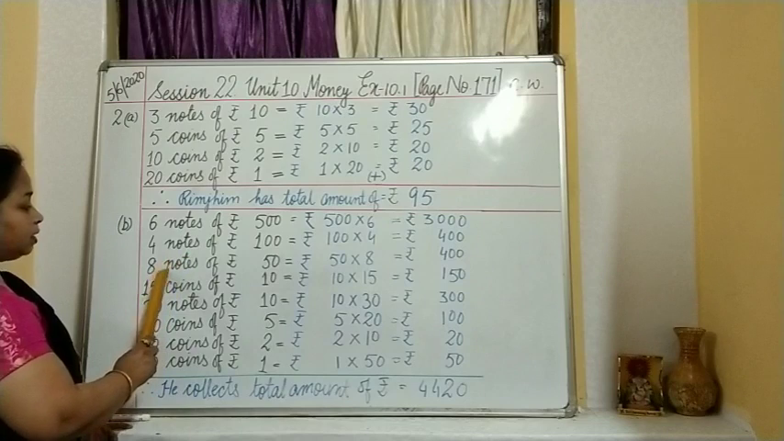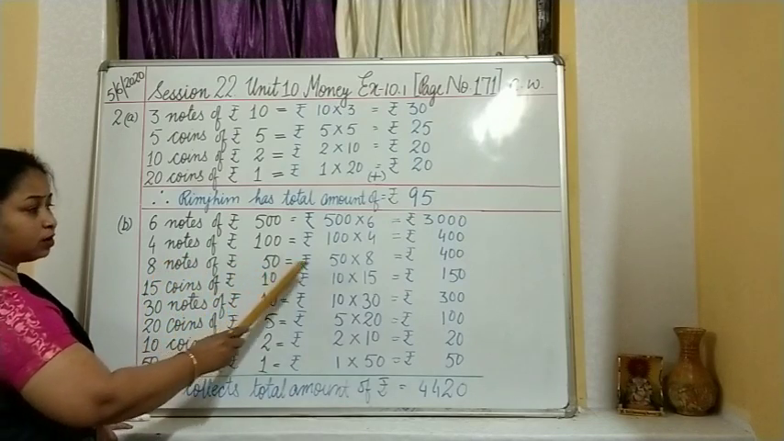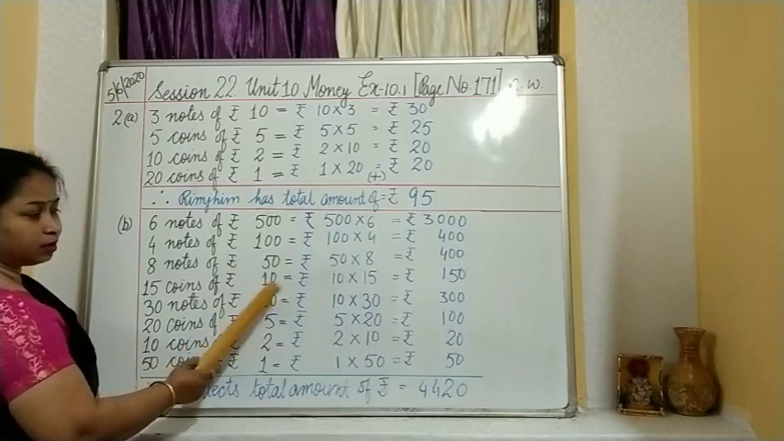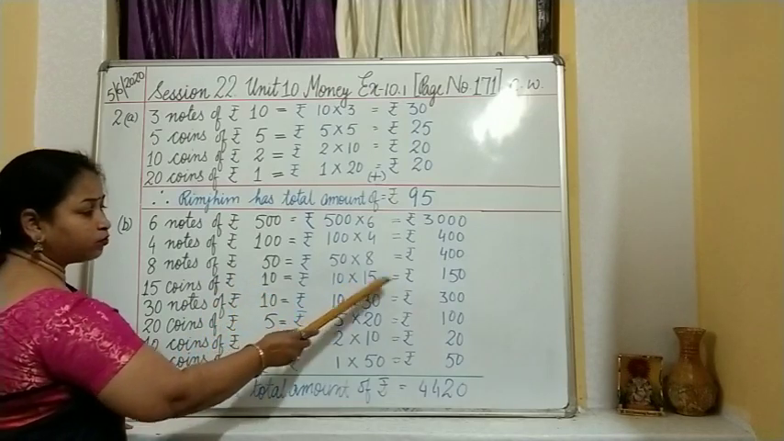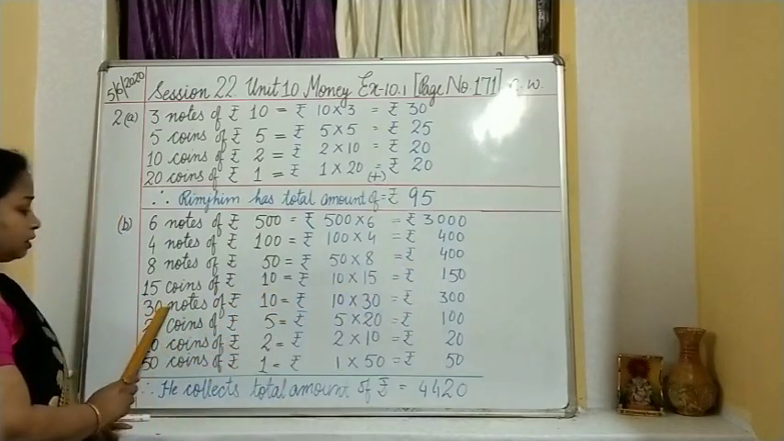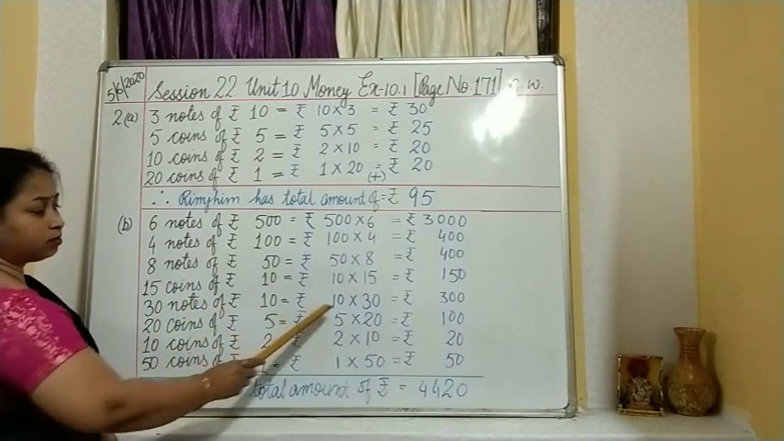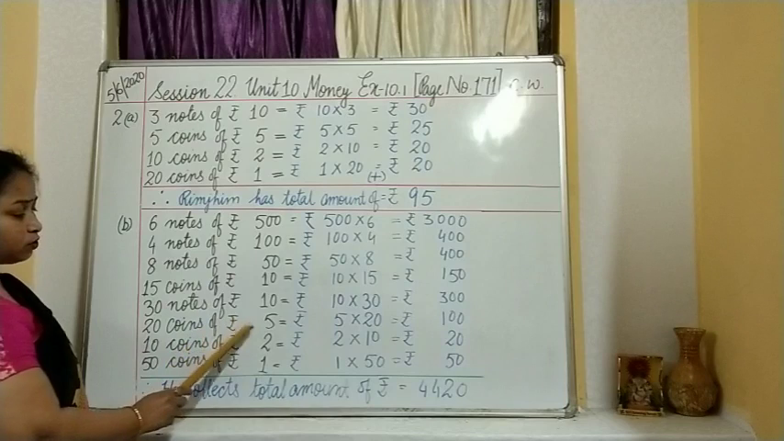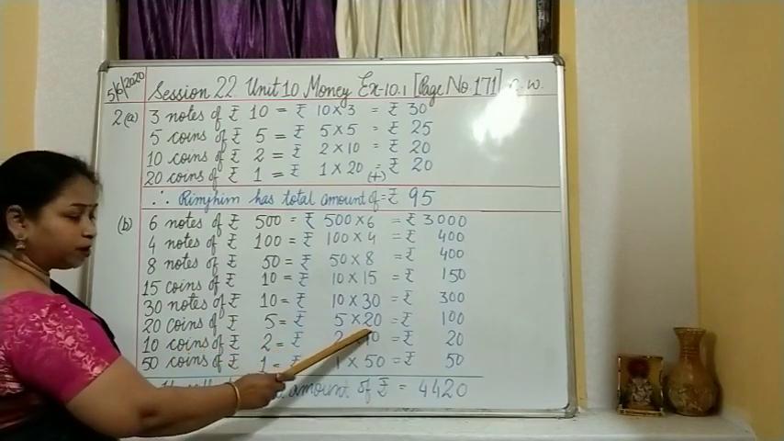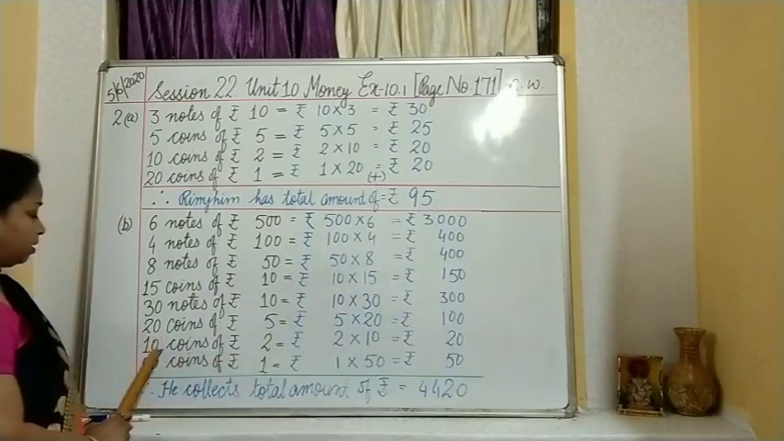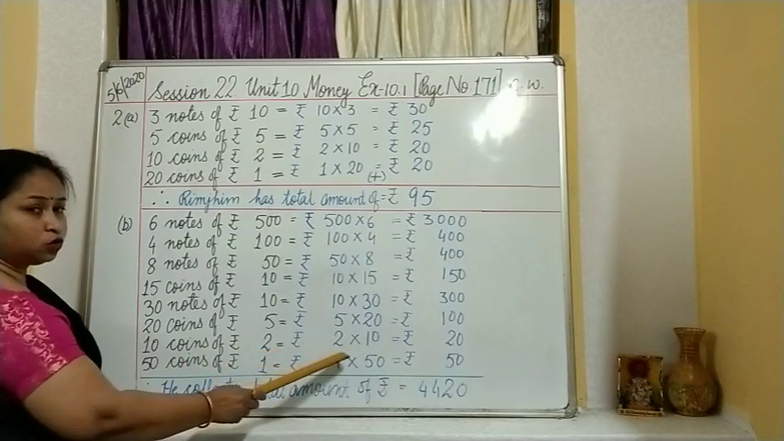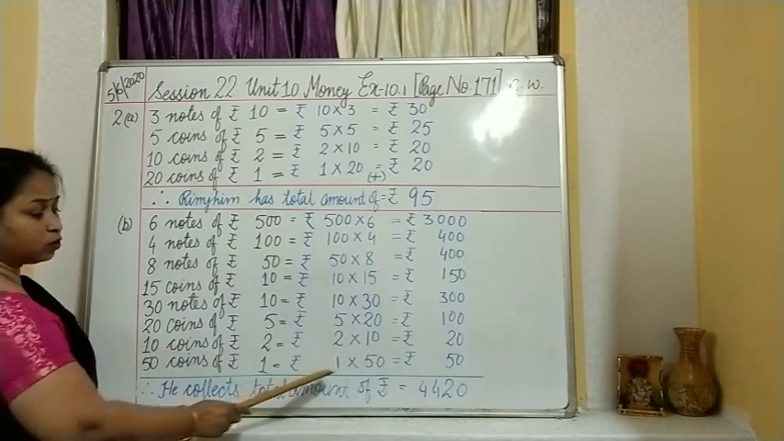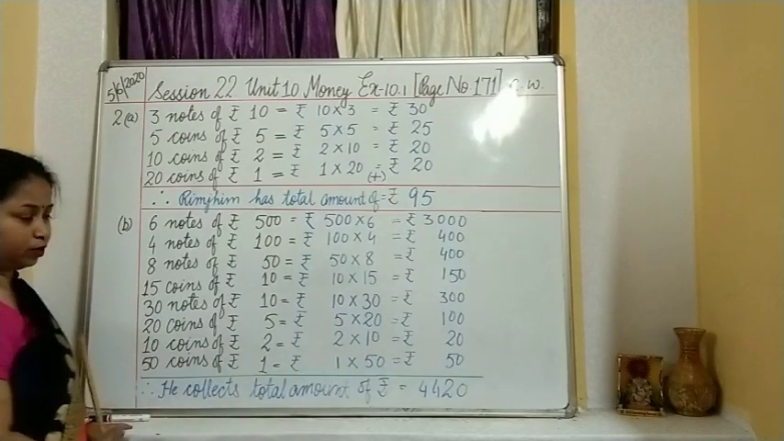400 rupees. 8 notes of rupees 50, you will get 400. 15 coins of rupees 10, simply multiply 10 into 15, 150. 30 notes of rupees 10, 10 multiplied by 30, 300 rupees. 20 coins of rupees 5, 5 multiplied by 20, you will get 100. Then 10 coins of rupees 2, 2 multiplied by 10, rupees 20. 50 coins of rupee 1, so 1 multiplied by 50, 50 rupees.